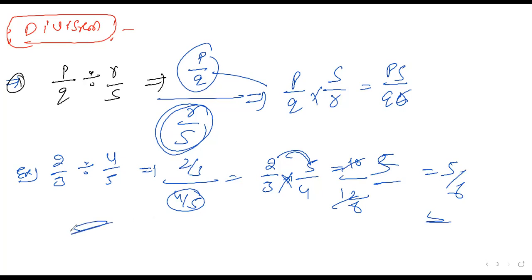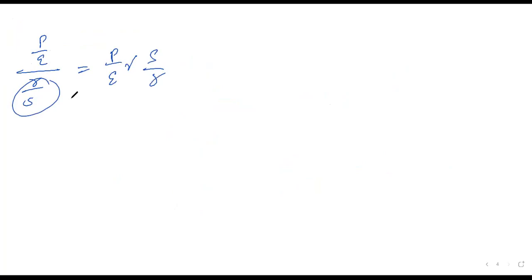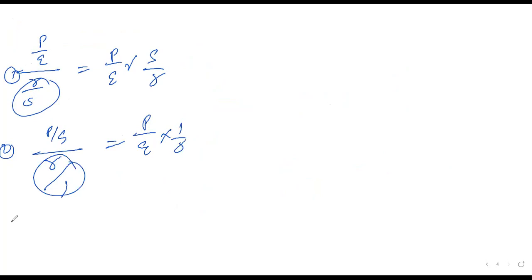Okay, in the previous cases I already told you. P by Q divided by R by S: you can write P by Q as it is, and write the reverse of this one, S by R. The second concept I told you: P by Q by R, if nothing is there, the denominator is 1. So P by Q into 1 by R.